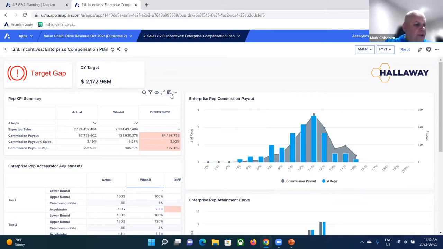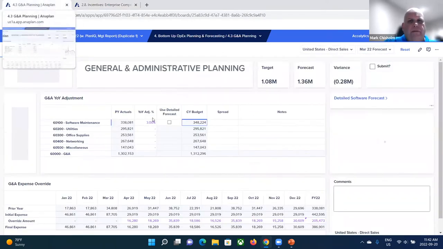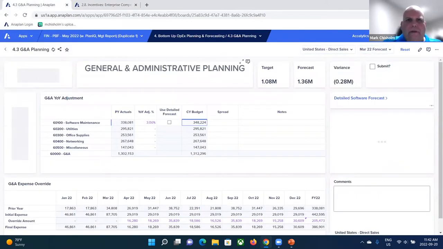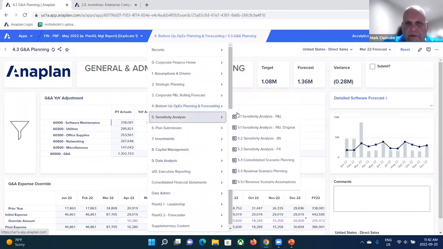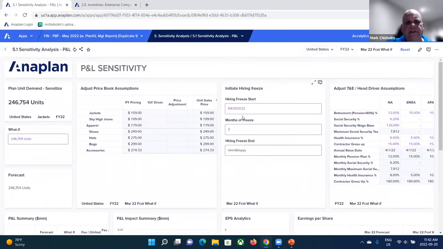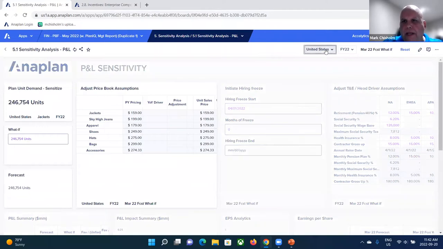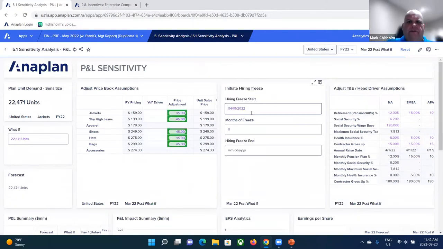Let's talk a little bit about planning with flexibility. So how do you plan with flexibility in Anaplan? What we're going to do now is a little bit of sensitivity analysis on the P&L. In this example, I'm going to pick the Northeast region here.